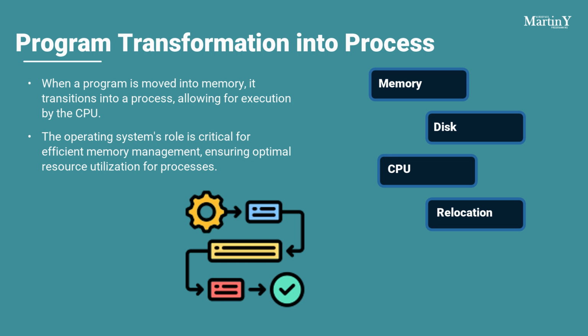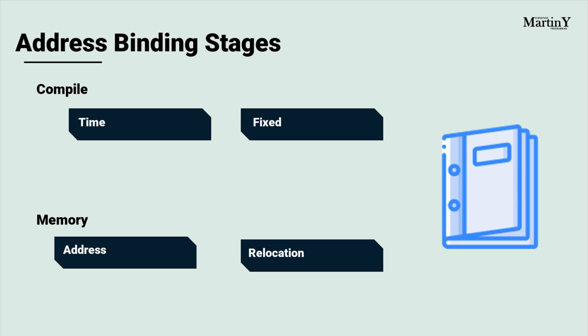Once a program is loaded into memory, it transforms from a simple file into what we call a process. Before diving deeper into the intricacies of address binding, let's recognize the significance of moving a program from disk to the main memory. This relocation is necessary because the central processing unit, CPU, cannot execute instructions directly from the disk. It operates on data and instructions that reside in memory. The operating system plays a crucial role in this process, managing the finite resource of memory in an efficient manner. There are various stages of address binding that occur at different times, and they can significantly impact how and when memory addresses are assigned to a program.